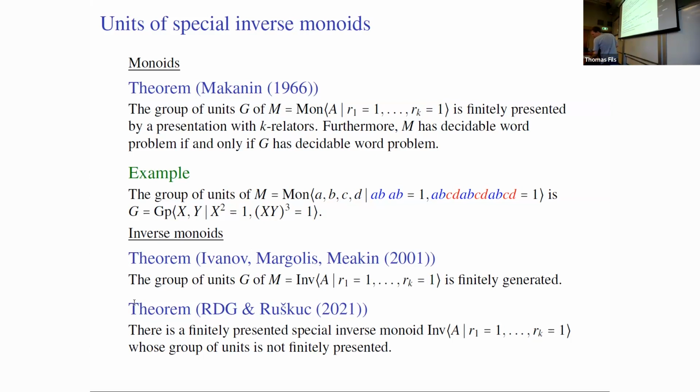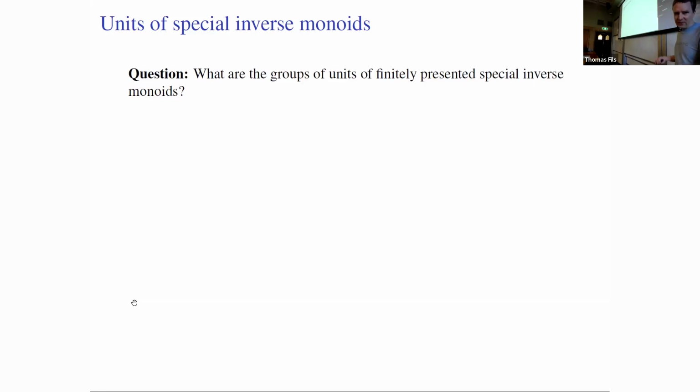And so after we did that work, it opened up a question, which is, well, what are the groups of units of these things, as you vary the presentation? Here we know that they must be finitely generated. And here we know they're not necessarily finitely presented. And this should now remind you of stuff from earlier in the talk. Because Higman's situation, different to this, was a situation where there were some groups, the finitely generated subgroups of finitely presented groups, which were finitely generated, but not necessarily finitely presented. And there was a question of what are these groups? What are the groups of units of finitely presented special inverse monoids? That's the question. Remember, special just means that the relations are of the form W equals 1. There's nothing additional.